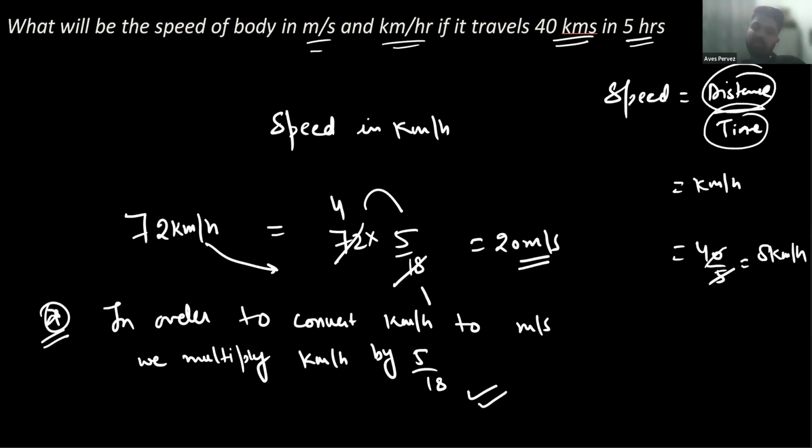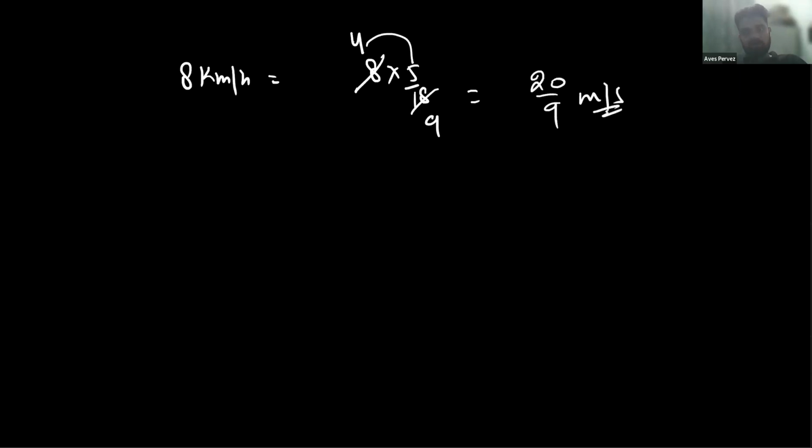Now you have to convert this 8 km per hour into meter per second. So if it is 8 km per hour and you have to convert it into meter per second, you have to multiply this 8 by 5 by 18. When you divide it by 2, you will get 4, and 9. Now it cannot be further divided. So 4 5s are 20 by 9 meter per second. That is 2 point something. Got it?